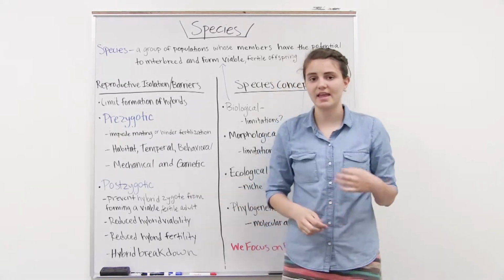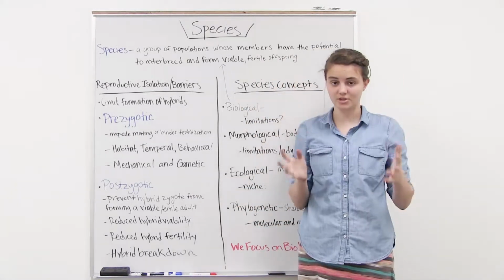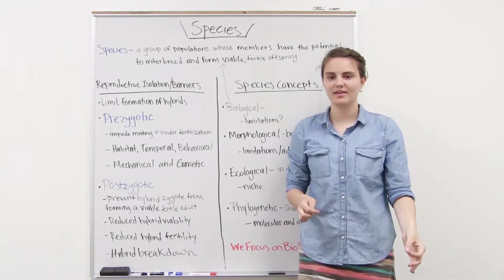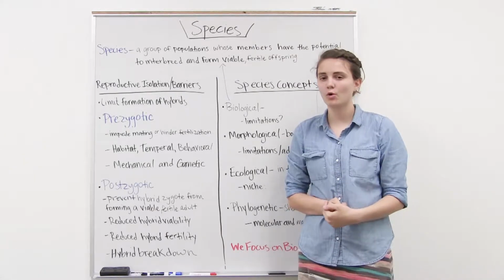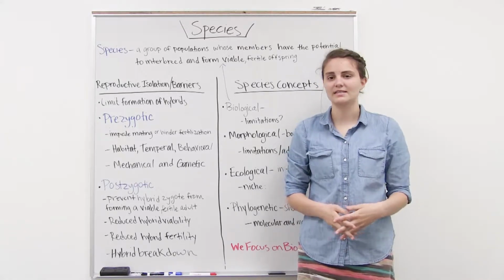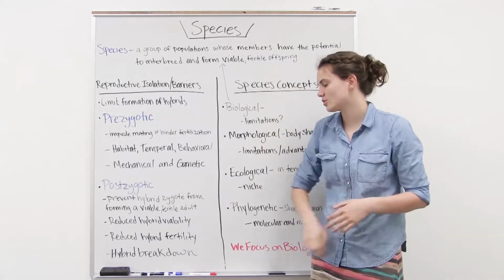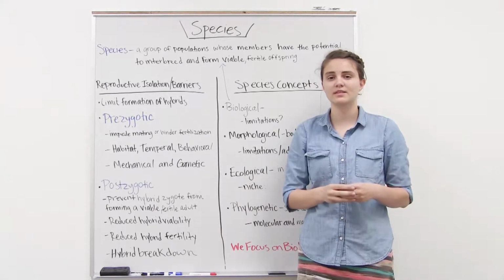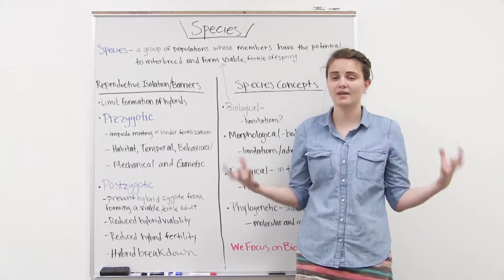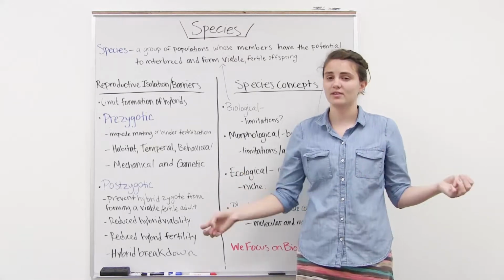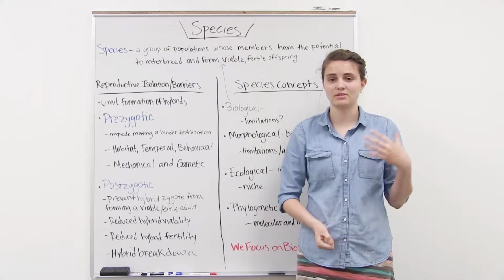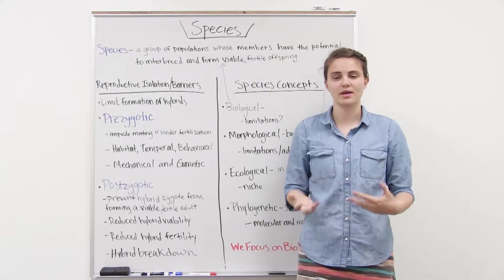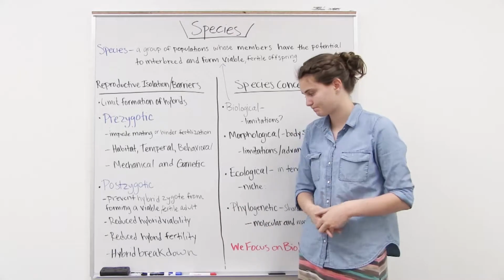Post-zygotic, as I said, in post-zygotic barriers, the zygote was actually able to be formed, but the zygote that is formed is not viable or fertile. So the first one is reduced hybrid viability. So the zygote forms, but the zygote most likely won't survive, or if the zygote does survive, it will be extremely weak and most likely die off. So the viability of it is reduced, or the ability for it to survive and live.